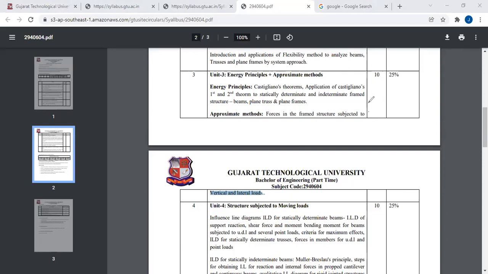Okay, we can cover lots of topics, but basically two methods are important. One is the portal method and another is the cantilever method.